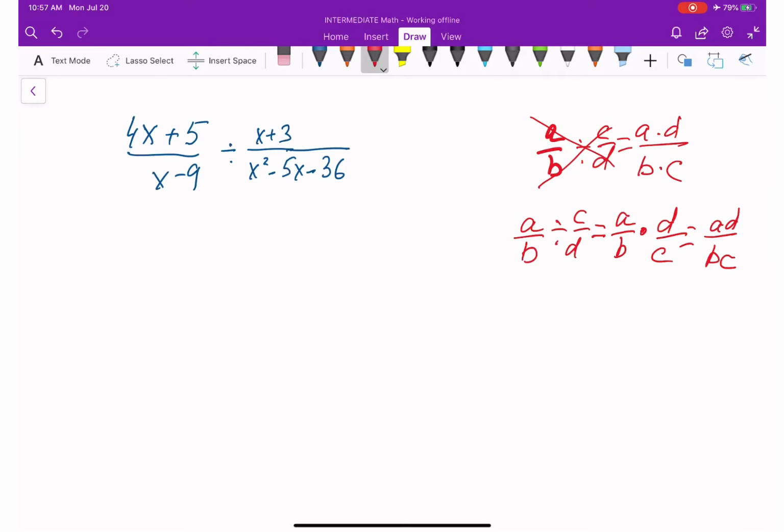Okay, so at this point, let's start solving. Before we divide, let's see if we can do any simplification, any common factor, anything we can do. So it's supposed to be x plus 5, my apologies. So x plus 5 over x minus 9. It's pretty straightforward, a linear expression. We can't do anything. And why linear? Because the highest degree is 1. When the highest degree is 1, that's linear. Okay, second fraction, x plus 3 is fine. We can't do anything. x squared minus 5x minus 36.